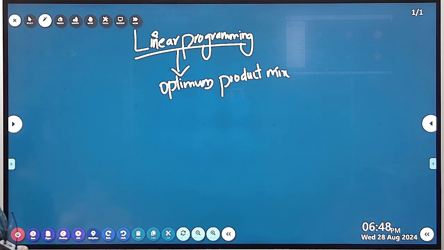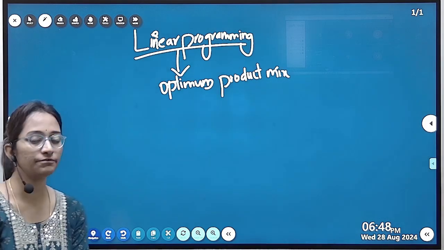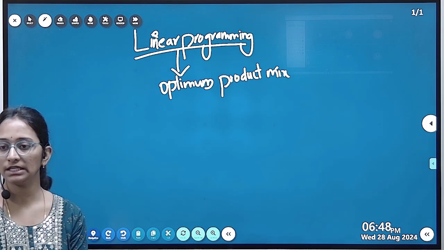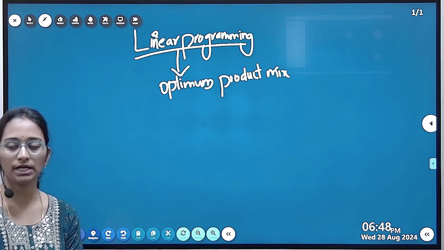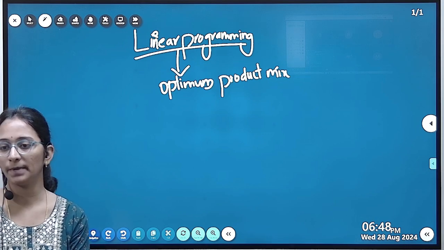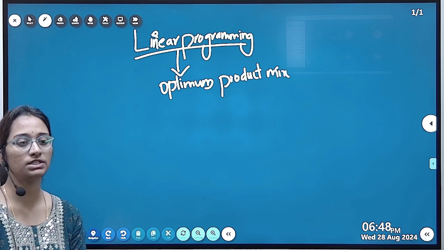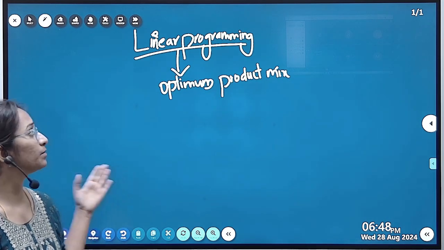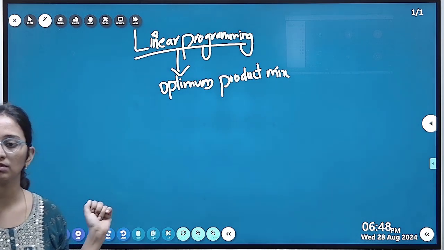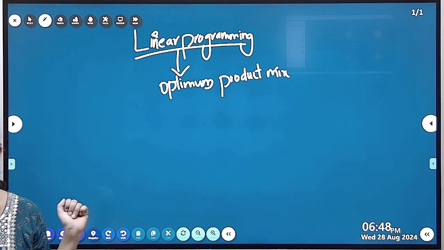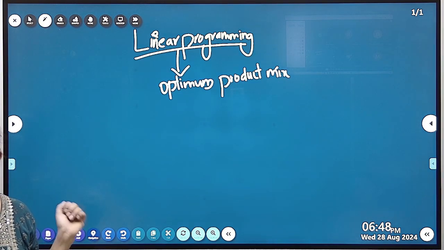When there are two or more raw materials to produce a finished good, we don't know how much to mix. Raw materials A and B are there to produce a finished good called P. So we don't know how much A and B should be mixed to produce P. This linear programming will help us to know the proper mixture of the product. Okay.